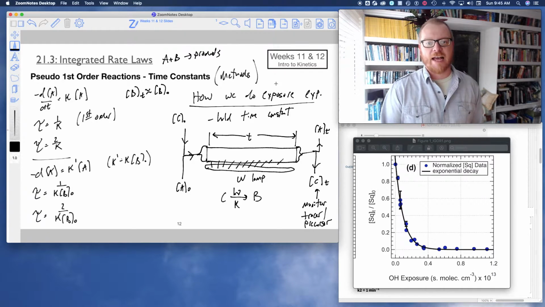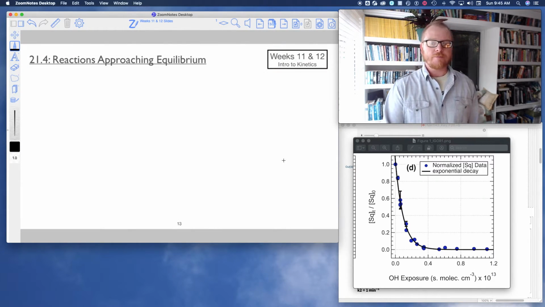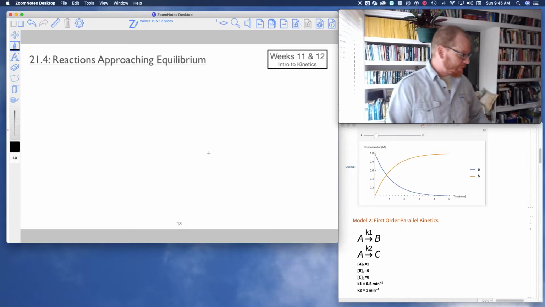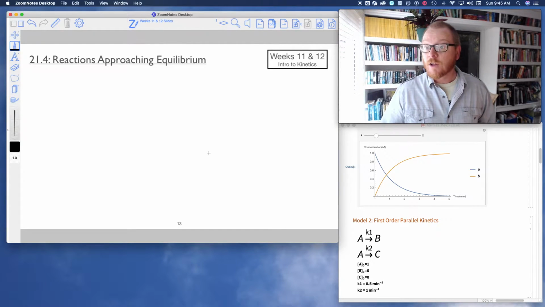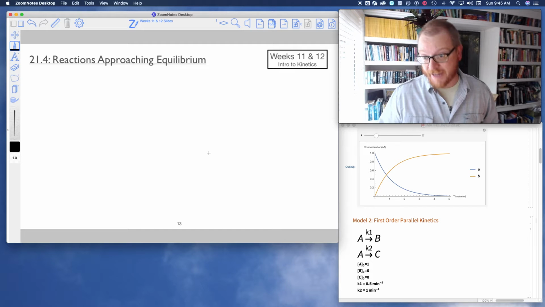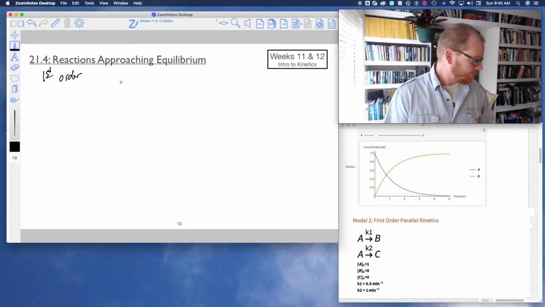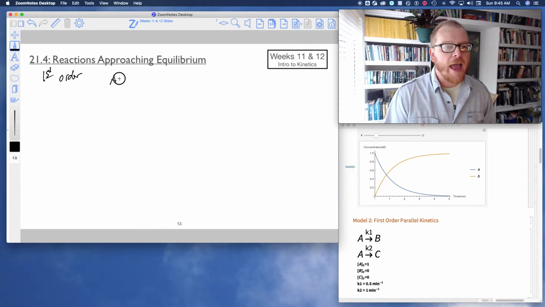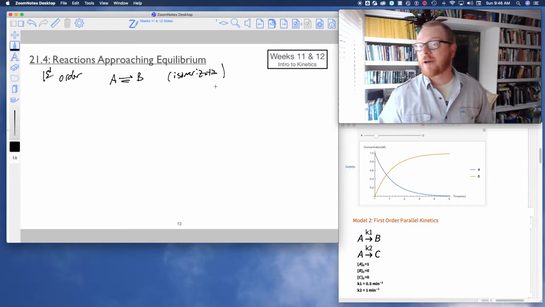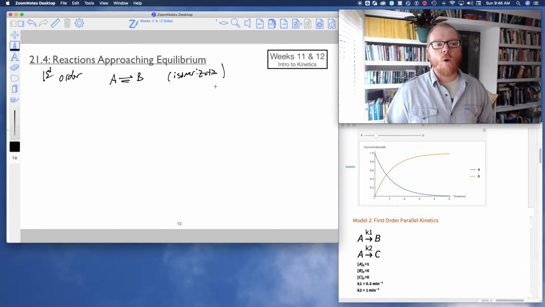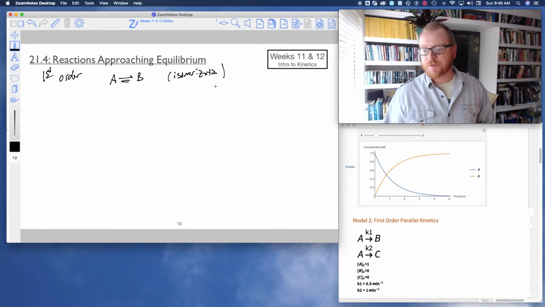Okay, fantastic. I'm going to move on and let's talk about equilibrium. So I'm going to close that. This is going to be really our first look at a simple mechanism. Let's suppose we have a very simple first order equilibrium going, and a good example of this might be something like isomerization. Perhaps a cis isomer becoming a trans isomer through time. We'll just impose that both of these are first order to make life easier, okay?